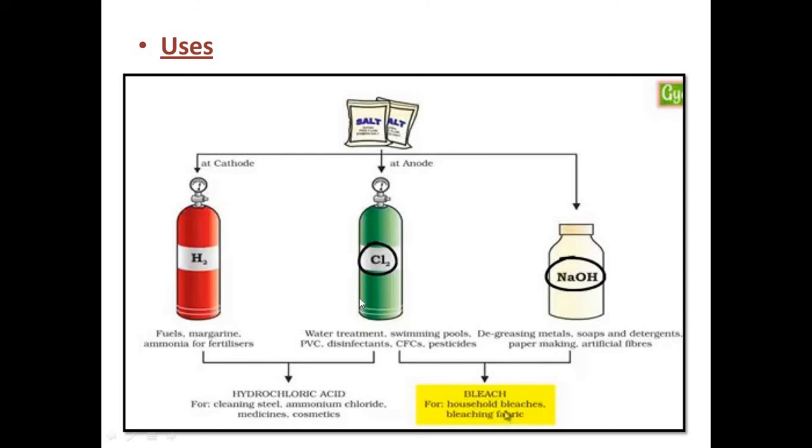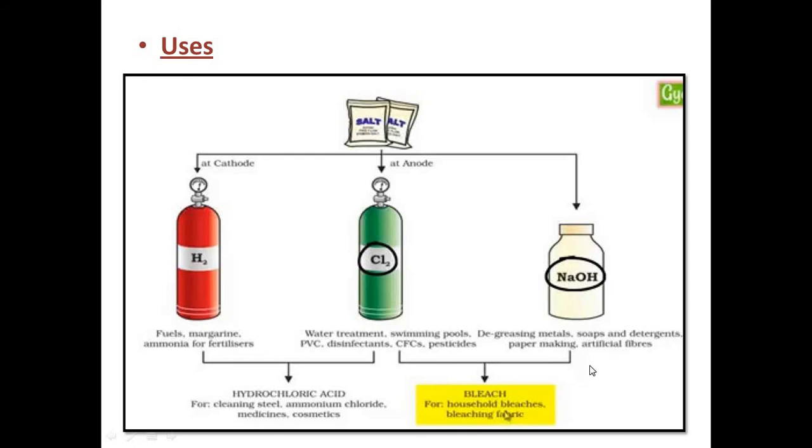So you can see here from one NaCl you are getting three important products: hydrogen, chlorine and sodium hydroxide. Again this chlorine and hydrogen combine to give hydrochloric acid, which is used as a cleaning agent, and in ammonium chloride, medicines and different cosmetics also. Cl2 and NaOH also combine to form bleach, and that is also very important.